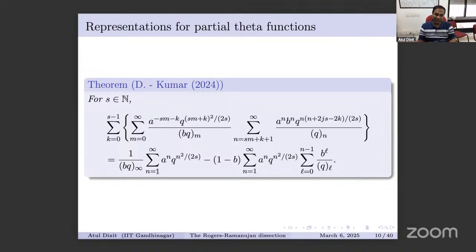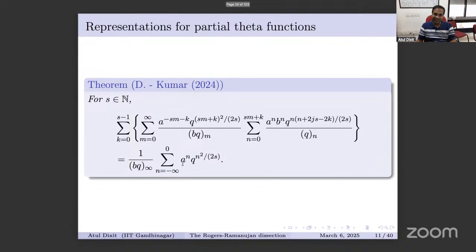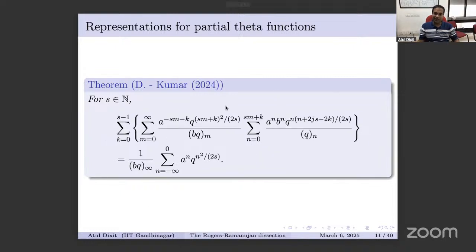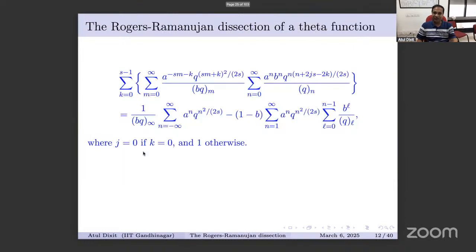On the other hand, if you are looking for an identity for minus infinity to 0, you get the first part, not the tail. N from 0 to Sm plus k. In the previous identity, it was n from Sm plus k plus 1 to infinity. And so when you add the two sides, on the right-hand side, you get the full theta function, minus infinity to infinity. So actually, the identity holds at the level of partial theta functions also. This identity is not so difficult to obtain, but this one really takes a lot of effort. Anyway, I'll skip the proof, but I want to say what you can get out of this identity.